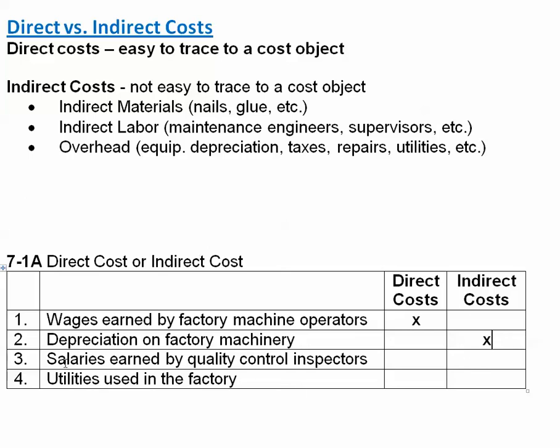Salaries earned by quality control inspectors, that's the indirect labor, and that would be an indirect cost. Likewise, utilities used in the factory, that's an overhead that needs to be allocated. In the next section, we will talk about how you allocate these indirect costs to each cost object.